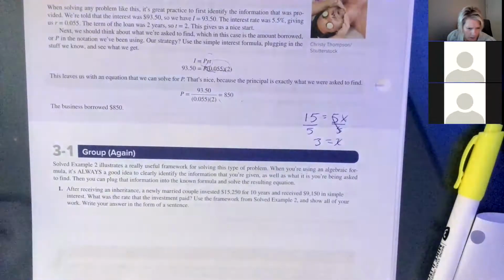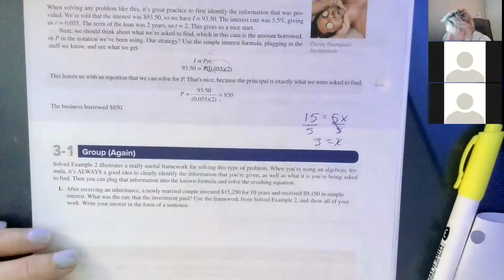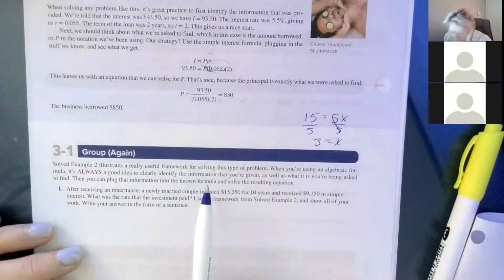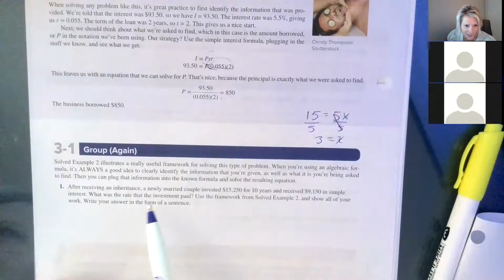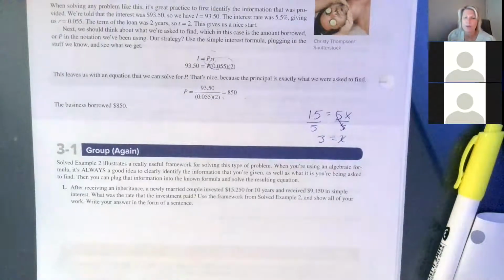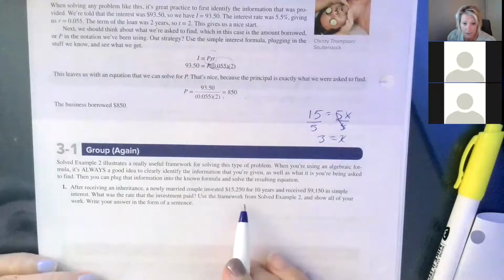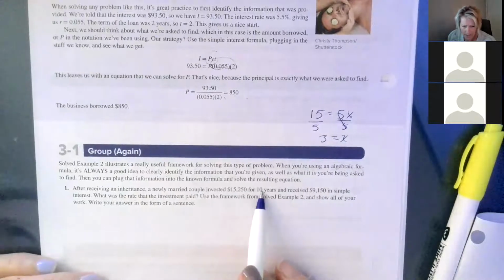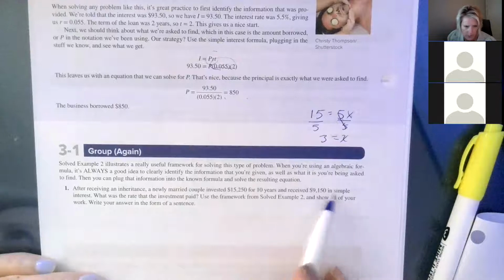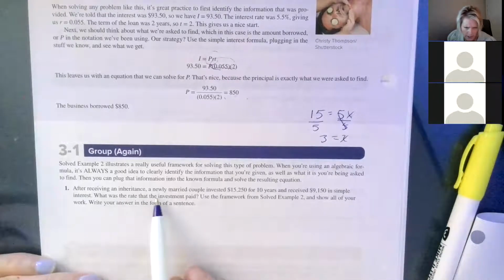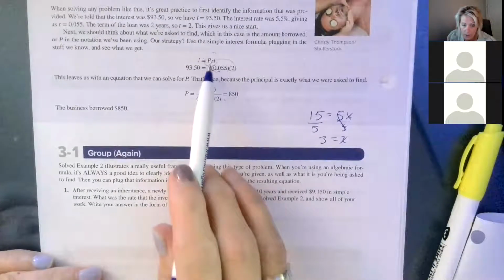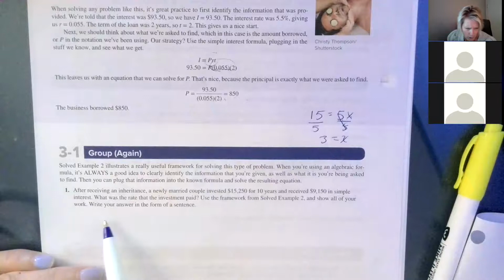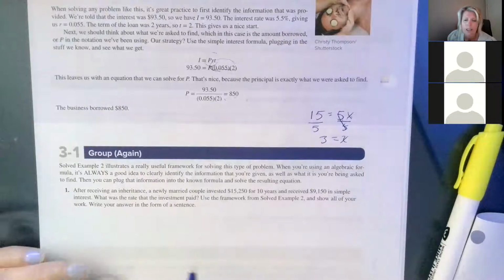So let's look at 3.1, question 1 on page 260. It says, after receiving an inheritance, a newly married couple invested $15,250 for 10 years and received $9,150 in simple interest. What was the rate that the investment paid? Use the framework from solved example 2, so the framework that we did up here, and show all of your work. Write your answer in the form of a sentence.